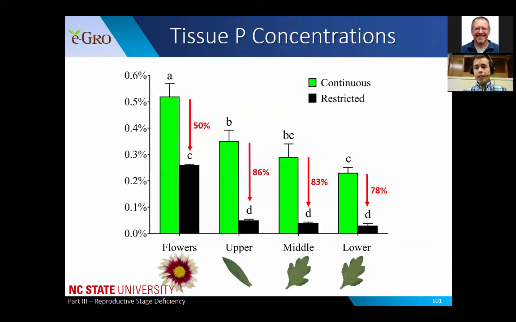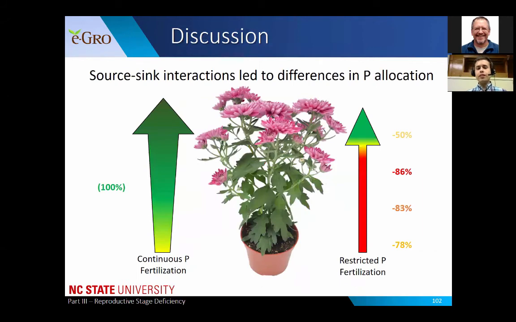And again, when you look at how much these tissues lost by being restricted, you can see that the flowers lost exactly 50% of their phosphorus concentration, but it was the upper leaves that lost out the most. They lost 86% of their phosphorus when compared to plants that were continuously grown with phosphorus. So here we saw that these source-sink interactions led to differences in phosphorus allocation.